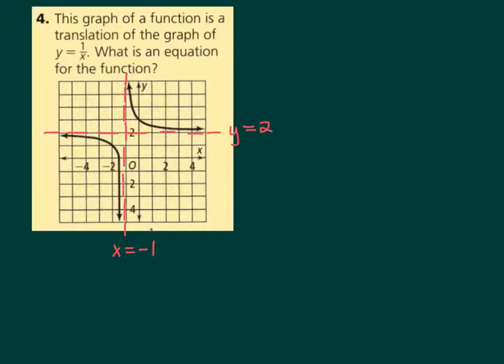Why is that really helpful? We now know that the domain is going to be x can't be -1. We know that the range is that y cannot be 2. I didn't ask for domain and range, so you don't need to write that down, but it could be helpful to understand that.